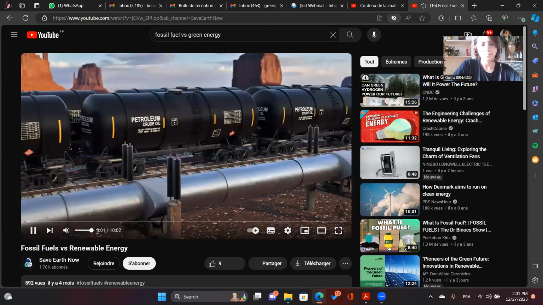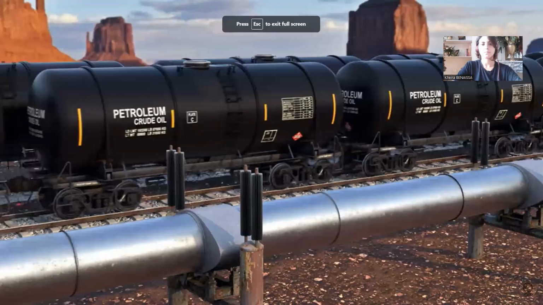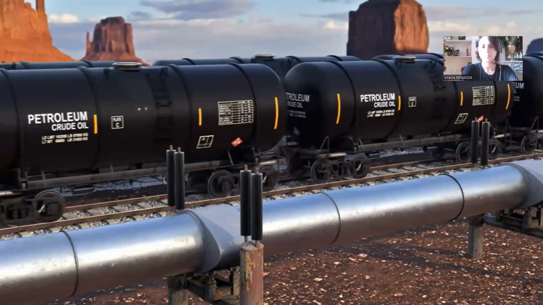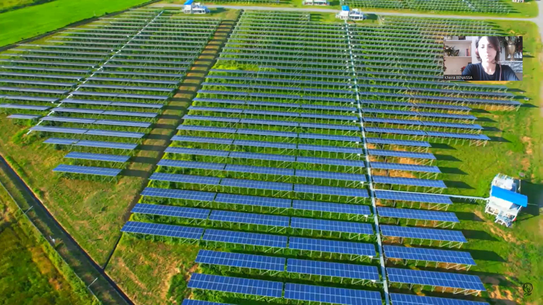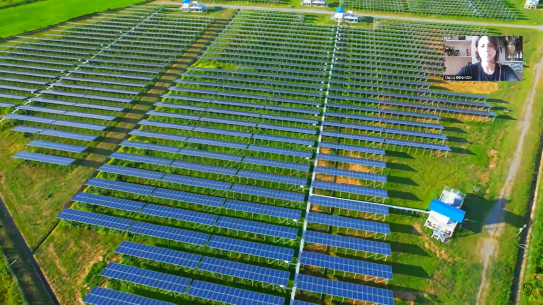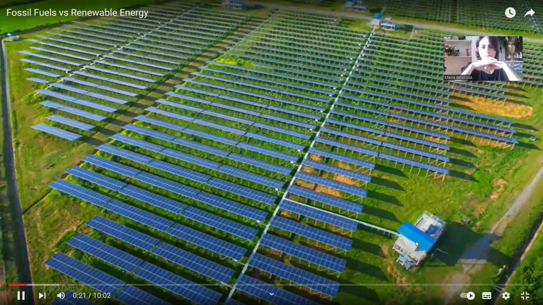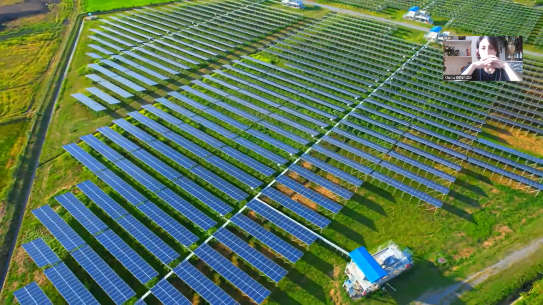Fossil fuels, such as coal, oil, and natural gas, have long been the primary source of energy for the world. However, they are finite resources, and their extraction, transportation, and use have significant environmental and social impacts. On the other hand, renewable energy, such as solar, wind, and hydroelectric power, offers a sustainable alternative that can help reduce greenhouse gas emissions, improve air quality, and create jobs.